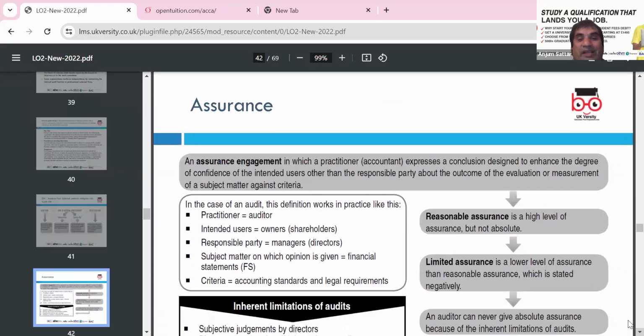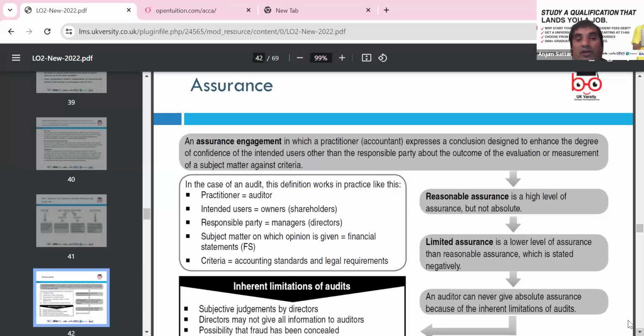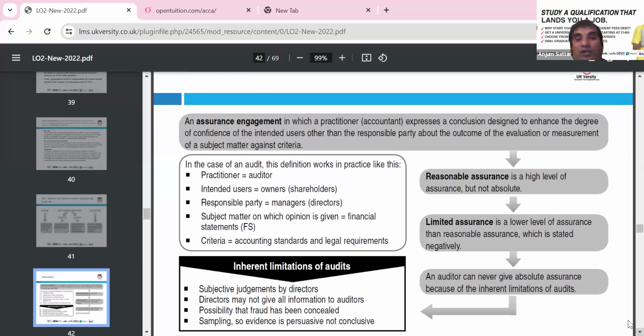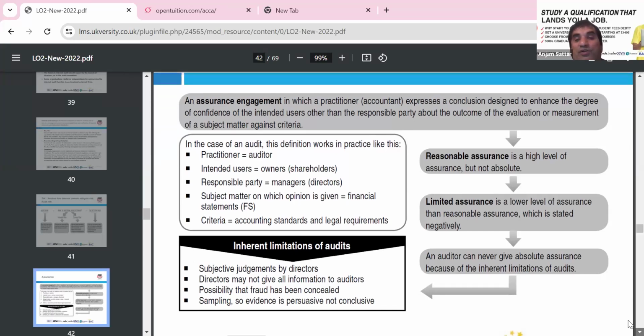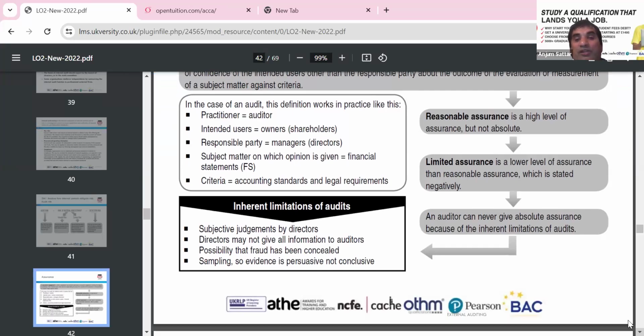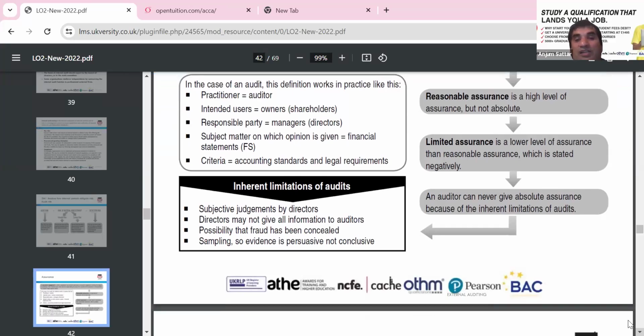So assurance engagement, as we already had in lesson 1, is to express a conclusion designed to enhance the degree of confidence of the intended users. Reasonable assurance is a high level of assurance. Limited assurance is a low level of assurance. Reasonable assurance can be stated negatively.